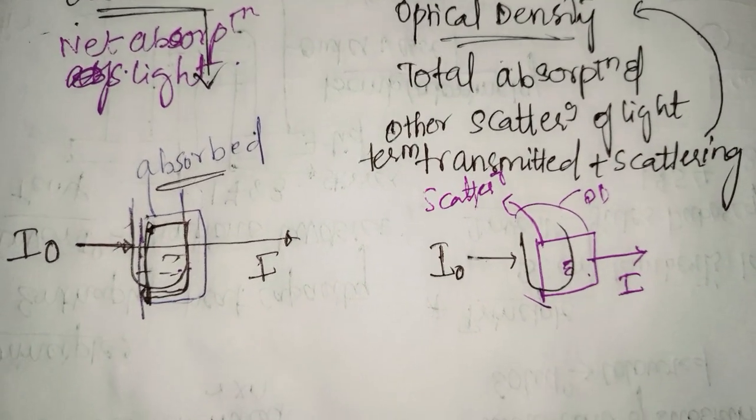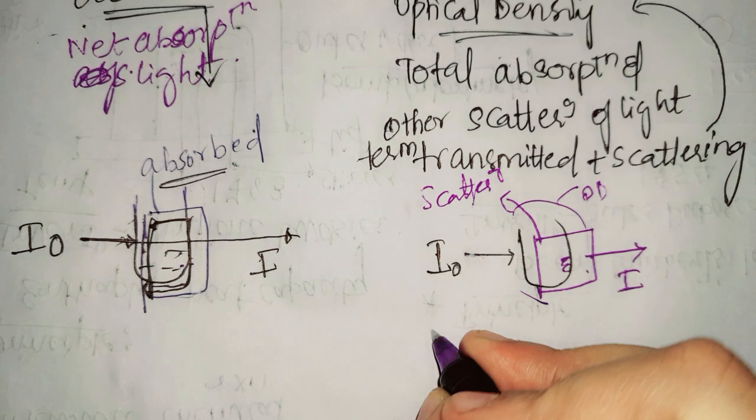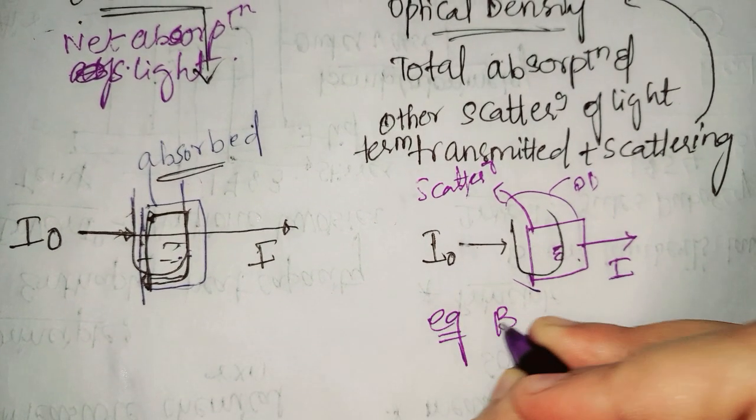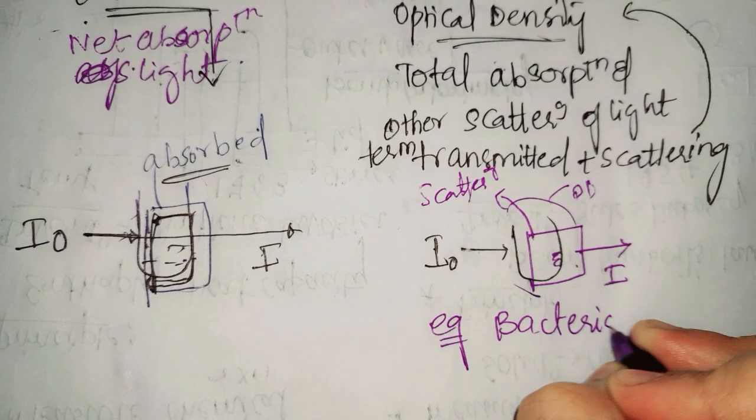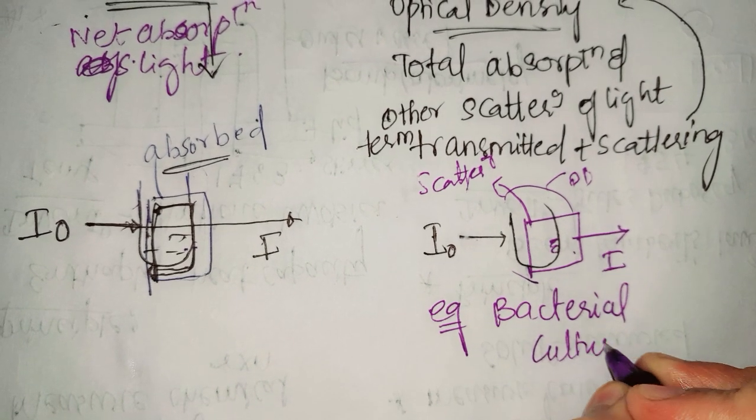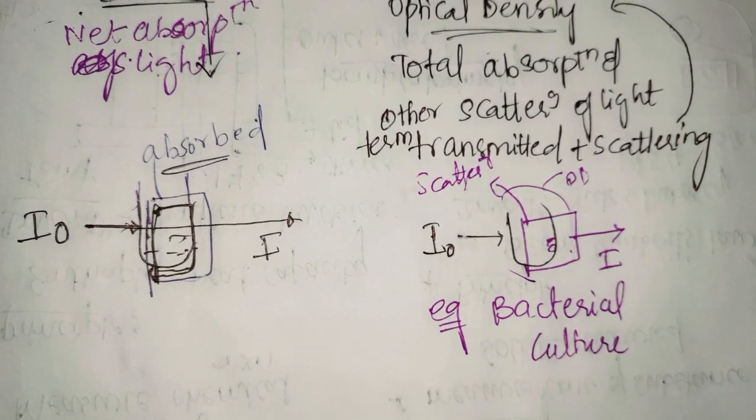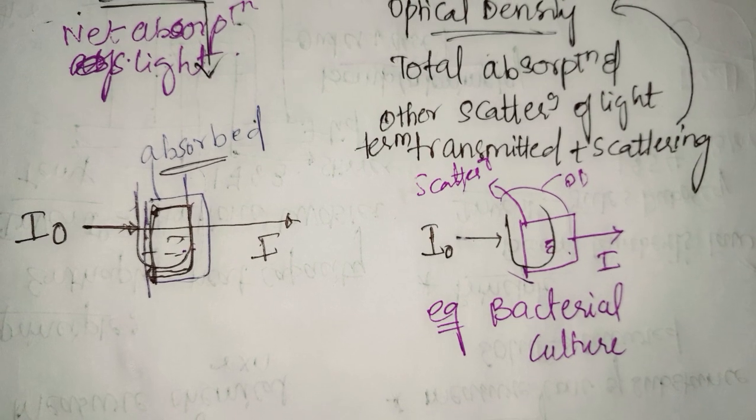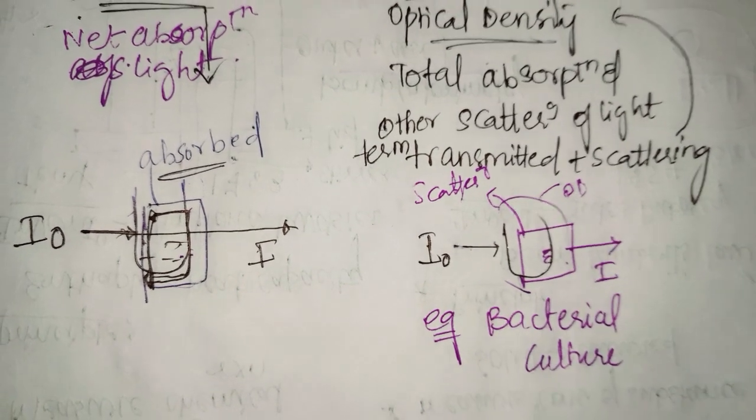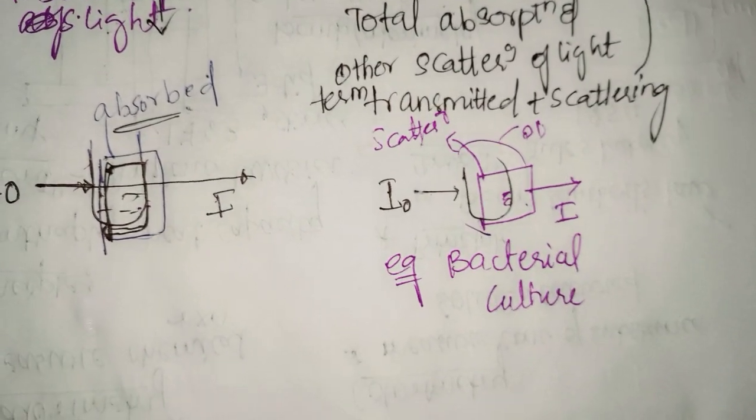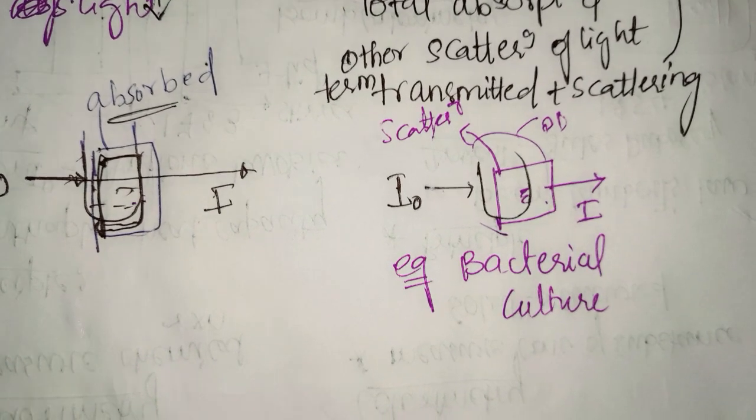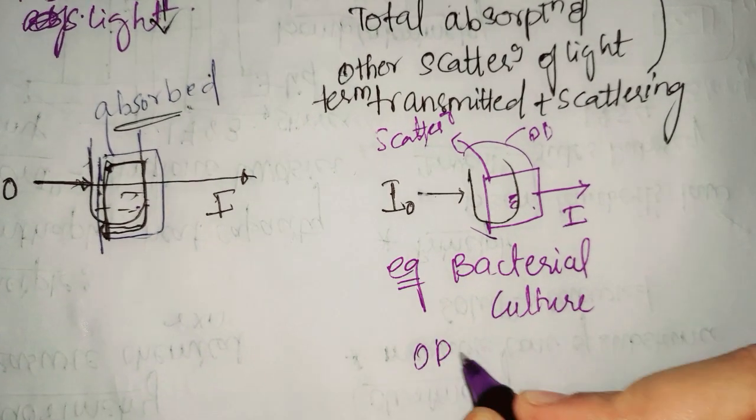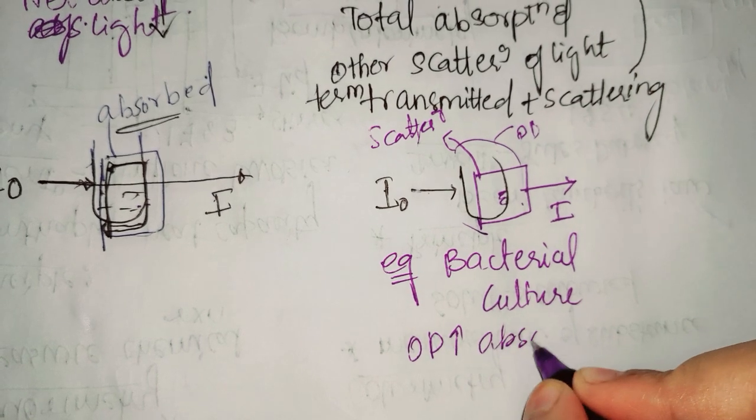So here an example for the OD is bacterial culture. If we take the bacterial culture, it has many substances, right? It has many molecules and culturing things and many bacteria as well. So what happens here, a lot of light gets scattered, so there will be a higher OD compared to absorbance.